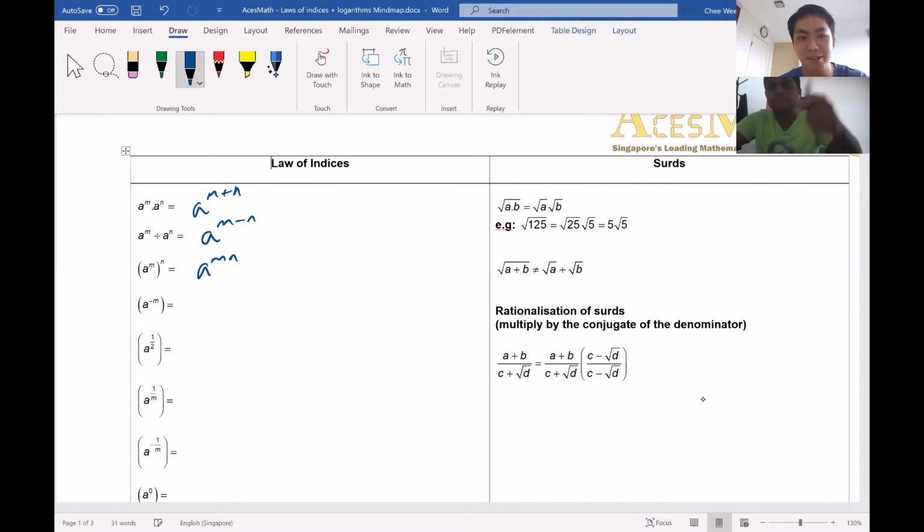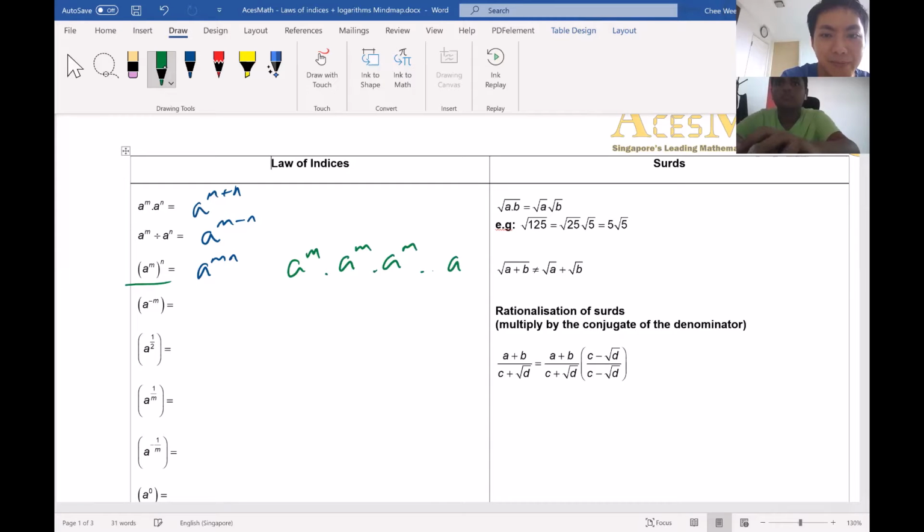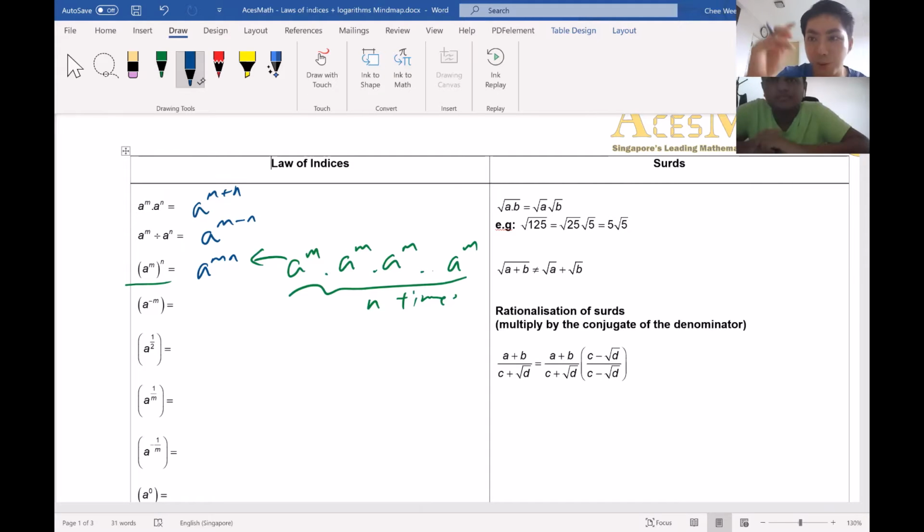So never mix up the first one and the third one, okay? The third one, how is it simplified? It's actually like a to the power of m times a to the power of m times a to the power of m, n times. Hence it leads to this. And then a to the power of negative m? It's 1 over a^m. So when you have negative powers, always turn it into a fraction.